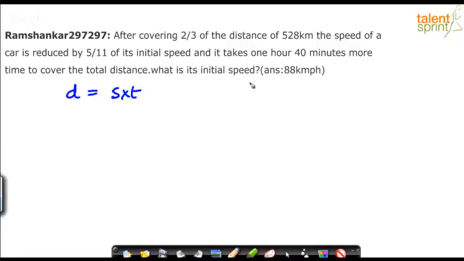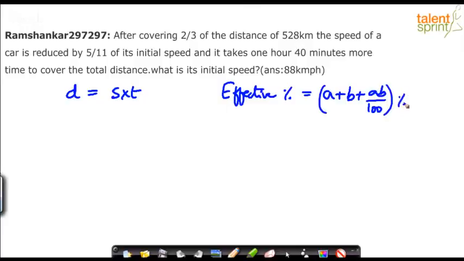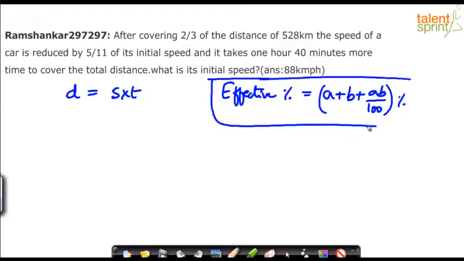This is like, you remember the effective percentage formula? Let us use the concept of percentages to arrive at the answer. Effective percentage is nothing but A plus B plus AB by 100%. Yes or no? When two percentage changes A and B are given to us, our overall effective percentage change would be A plus B plus AB by 100, right?